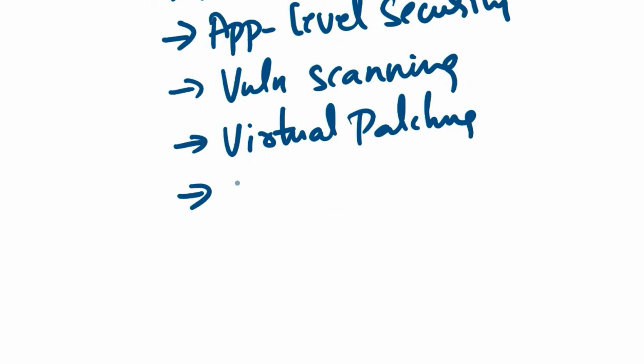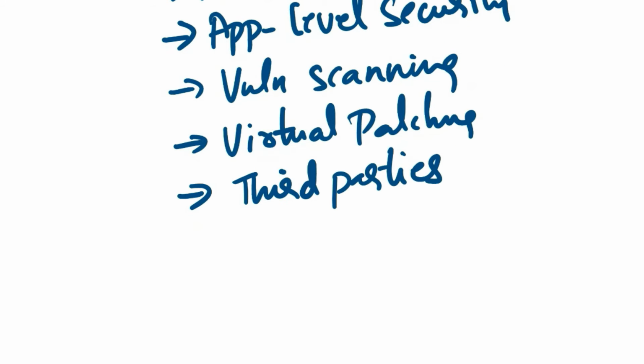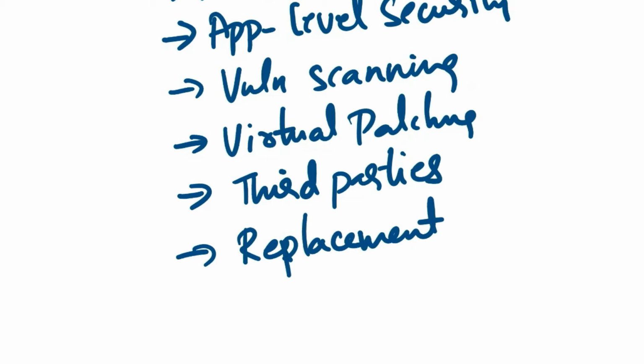Next, security updates via third party. Explore third party security solutions or vendors that may offer security updates or patches for unsupported software. These solutions can provide a bridge until you can replace or upgrade the legacy systems. Next, legacy system replacement. Consider phasing out legacy systems and replacing them with modern supported alternatives. While this can be costly and time consuming, it's often the most effective long term solution.